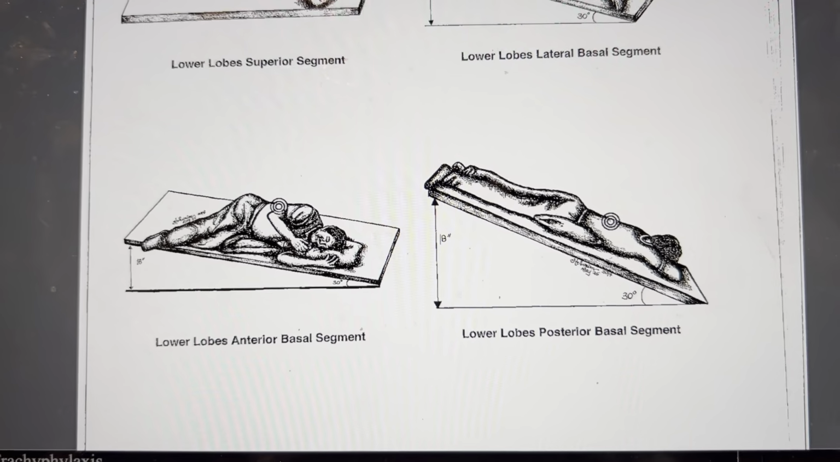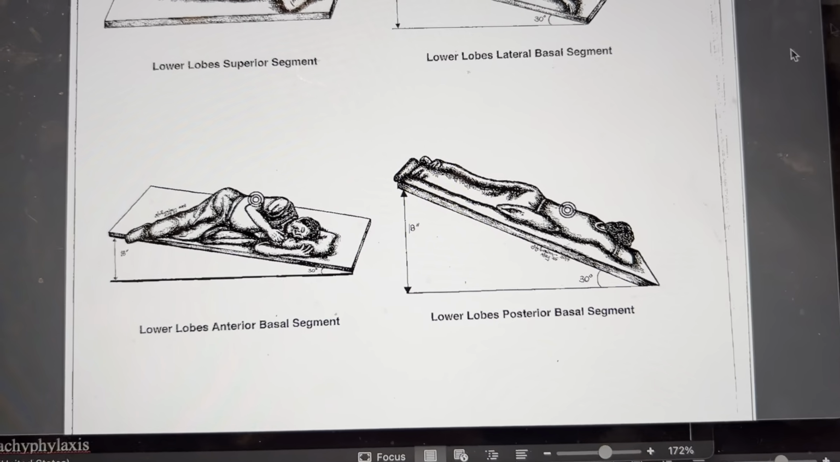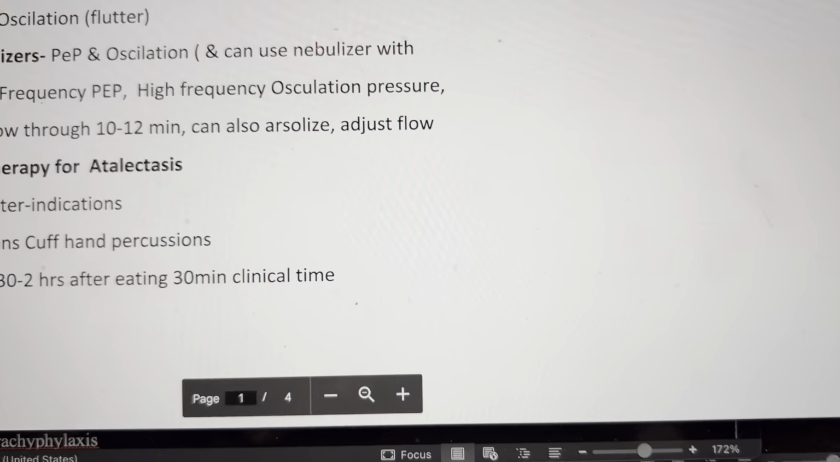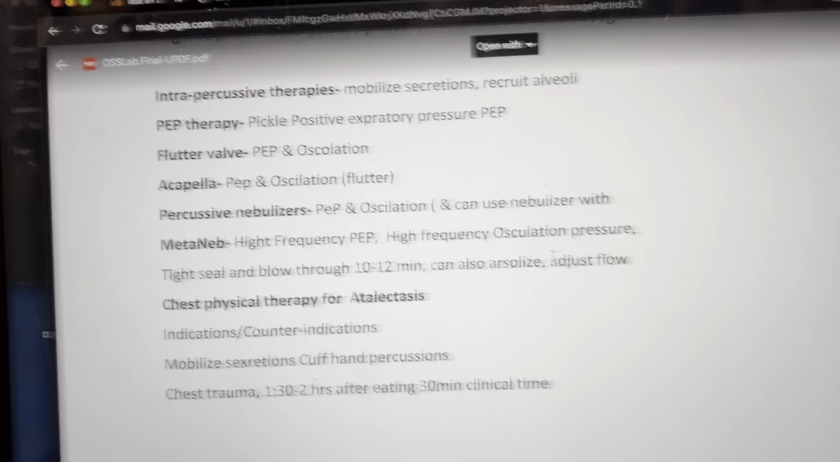See if I can pop up what I was looking at before. Okay.